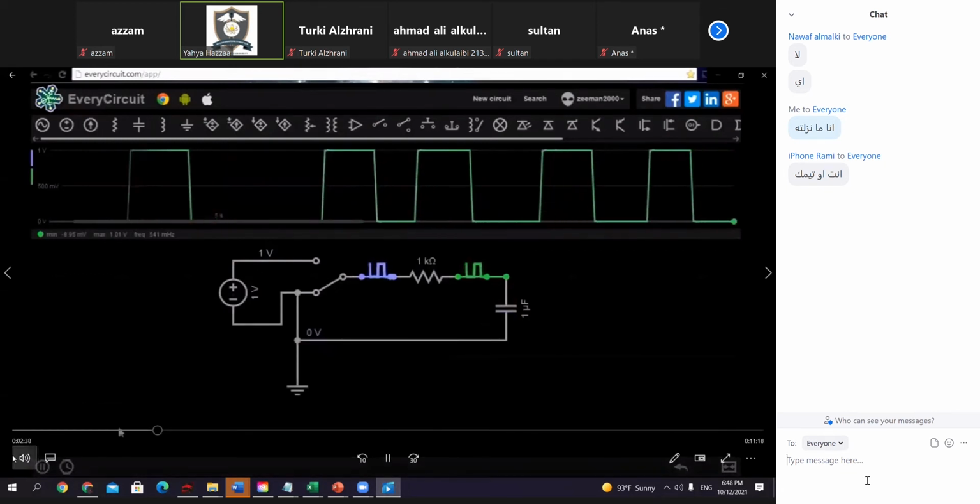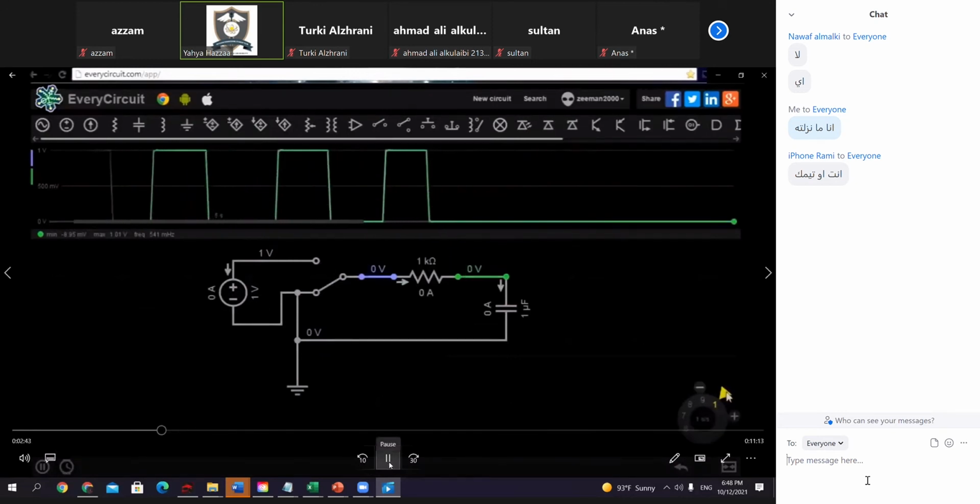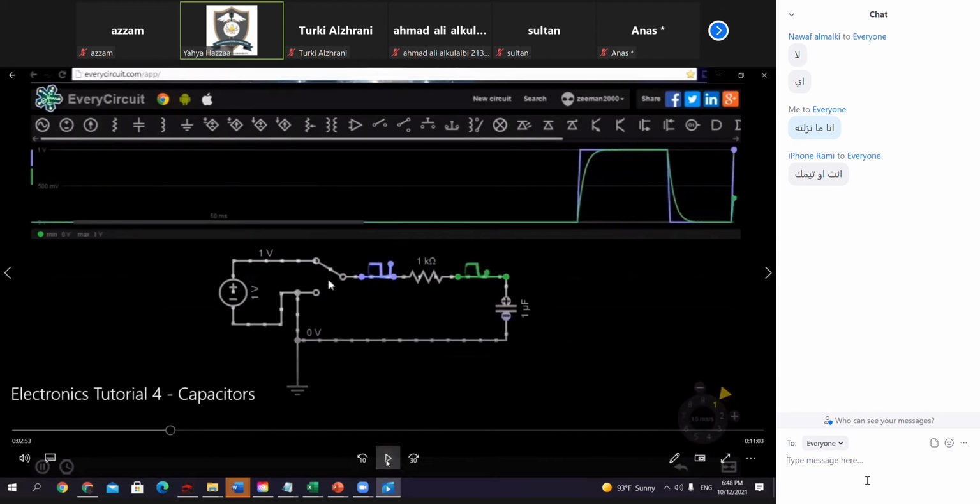The simulation speed icon and adjust the flywheel to 10 milliseconds per second. Now when we flip the switch, the blue waveform shows the voltage switching between 0.